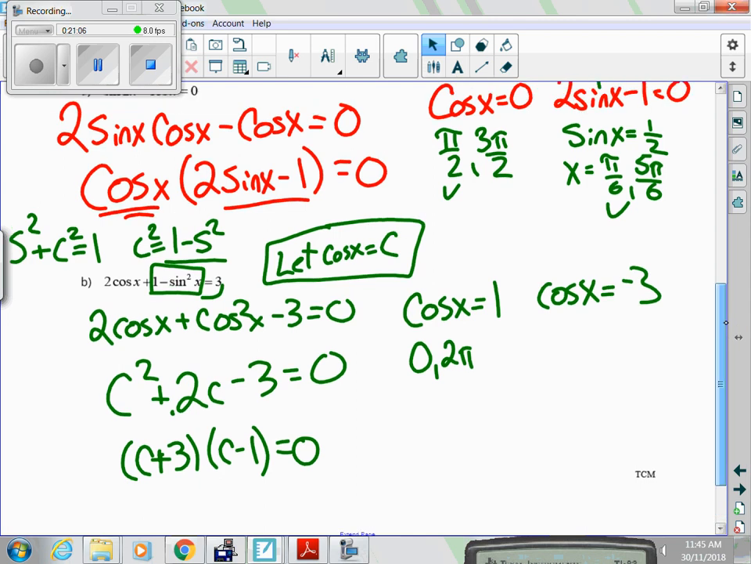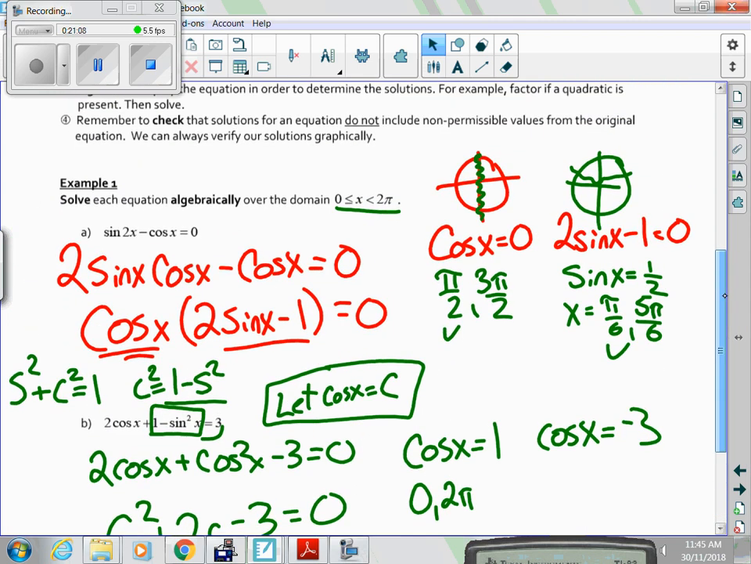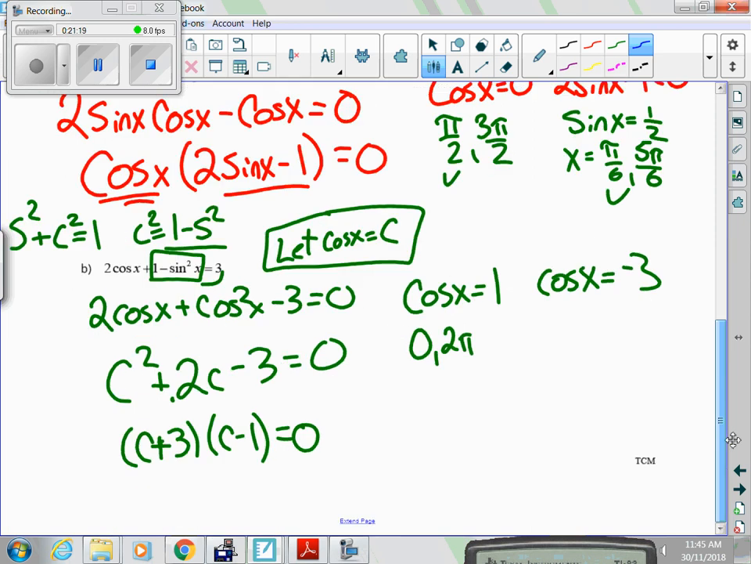Now we check our domain, which I have to scan back up here, is including 0 but not including 2 pi, right? Including 0 but not including 2 pi. That's what the equal sign there means. So I need this one, but not that one. Not in my domain. And then this thing here just has no solution, right?